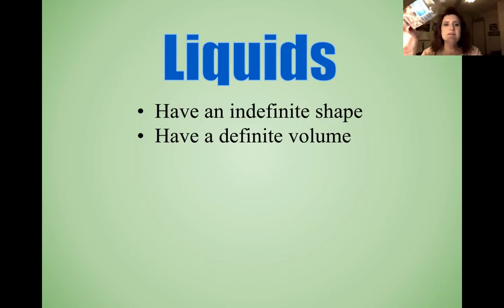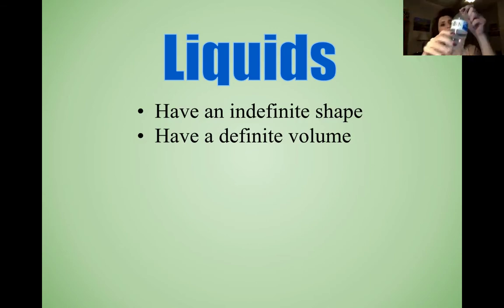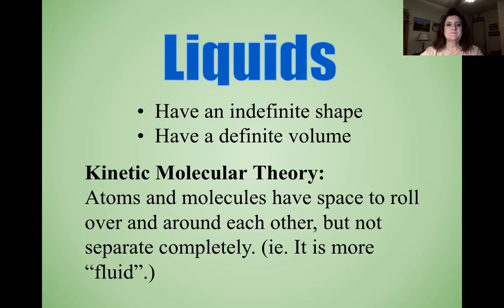Liquids, on the other hand, like this bottle of water, have an indefinite shape. Notice when I tilt the bottle of water, the shape of the water inside changes. It doesn't have a definite shape, but it has a definite volume. I can't make more water appear in this bottle.